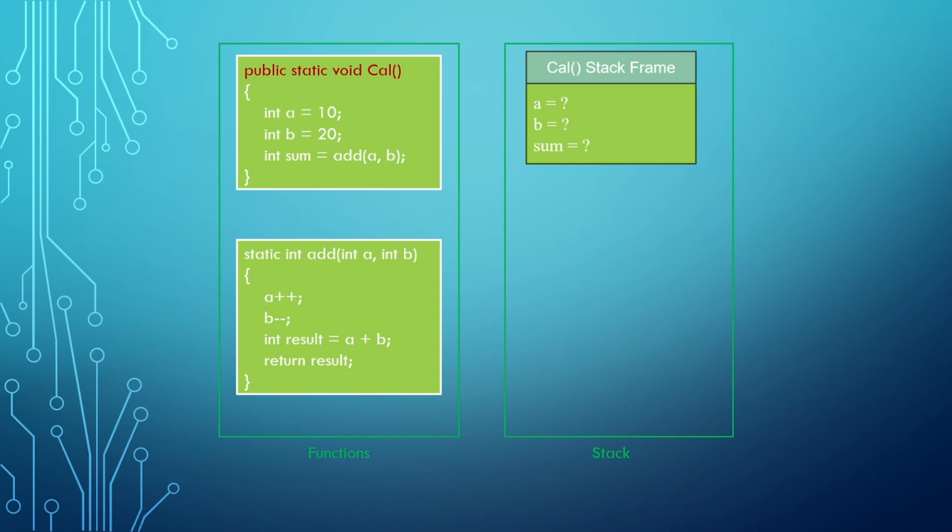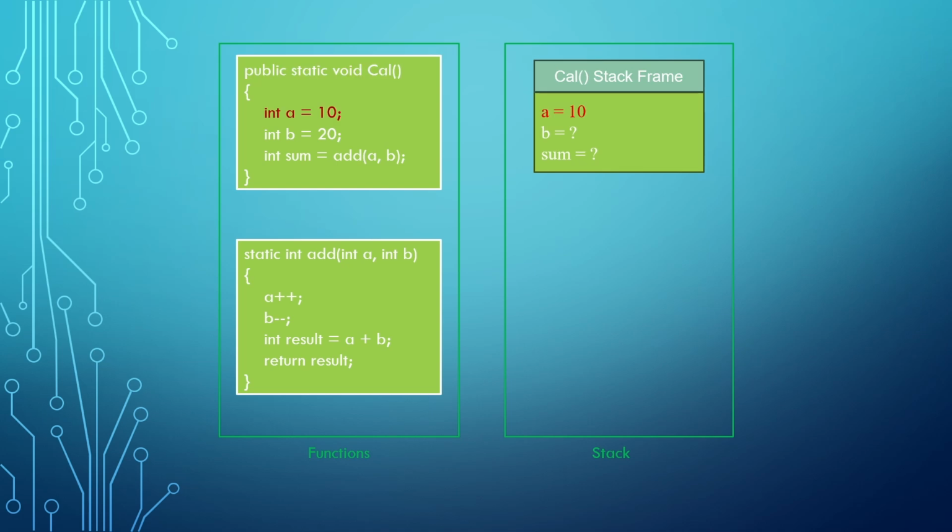This slide shows the start of the cal method. When cal begins, Java creates a new stack frame for it. At this moment, the variables are declared but no values are used yet. Here, the variable a gets the value 10. Because a is an int, its value is stored directly in the stack frame of cal.